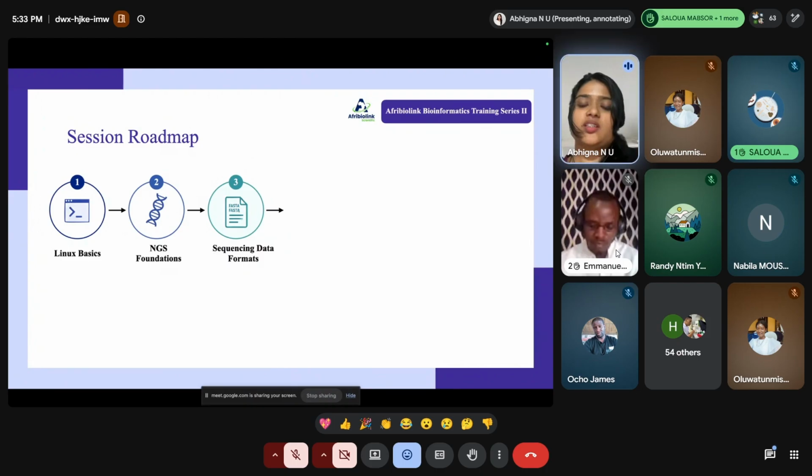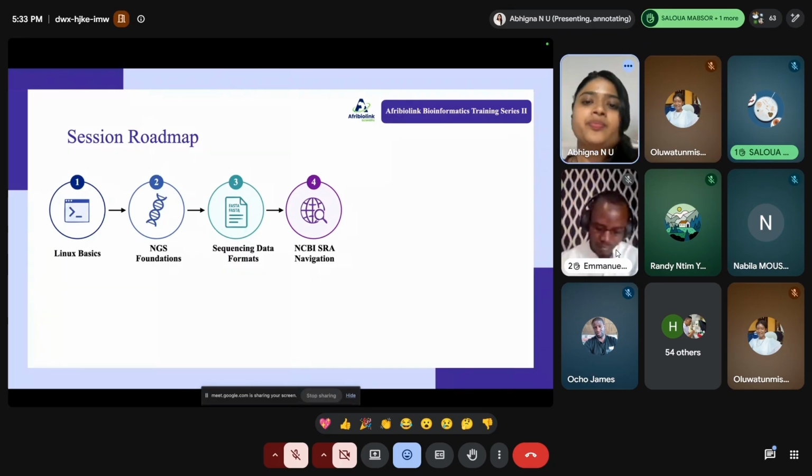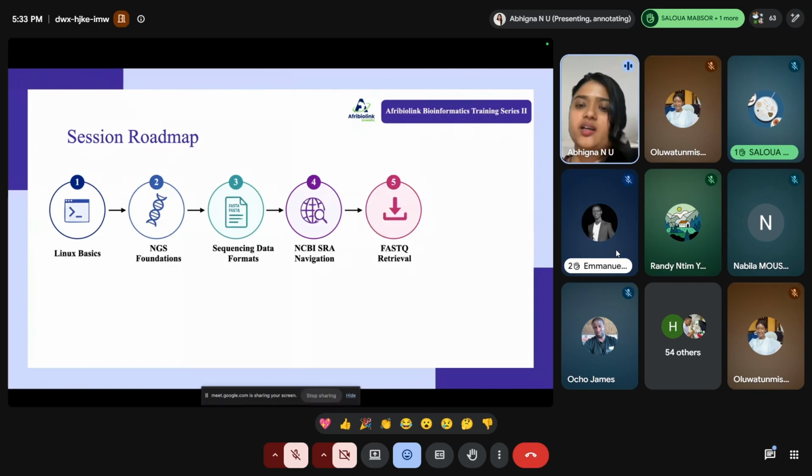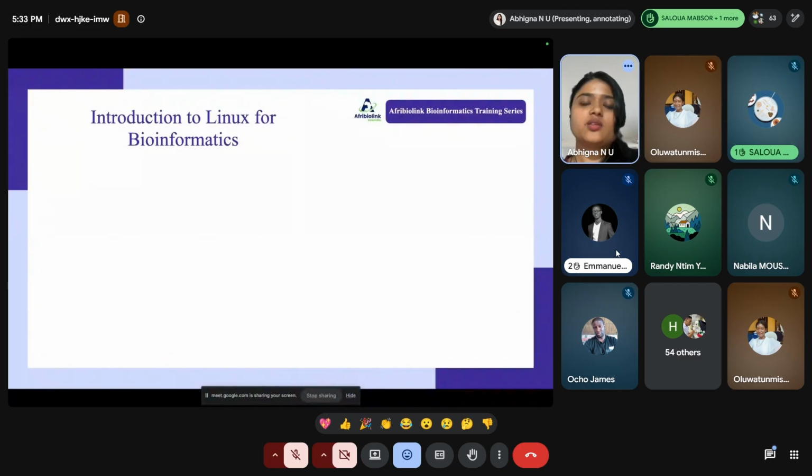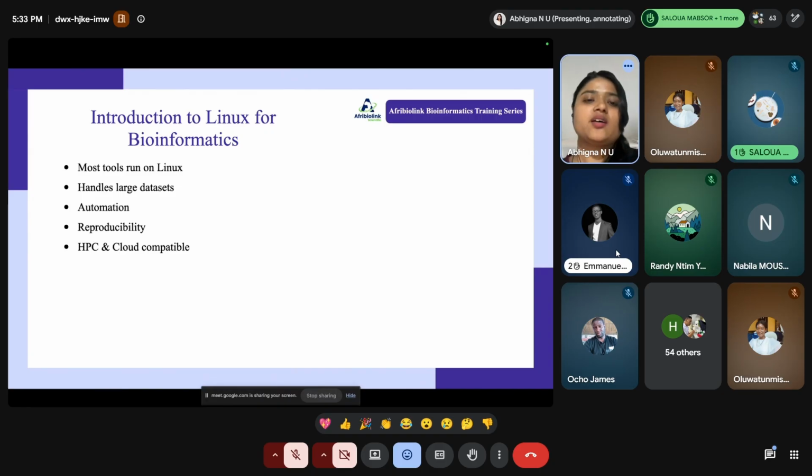We will learn what the sequencing data formats FASTA and FASTQ are, and why they are in that format. We'll learn how to navigate the NCBI SRA database, and we'll move ahead with the FASTQ retrieval from the NCBI SRA database and preparing the retrieved data for downstream analysis. By the end of this session, you will be able to locate, retrieve, and interpret real bacterial whole genome sequencing datasets from NCBI SRA. So, moving ahead to Linux basics for bioinformatics.